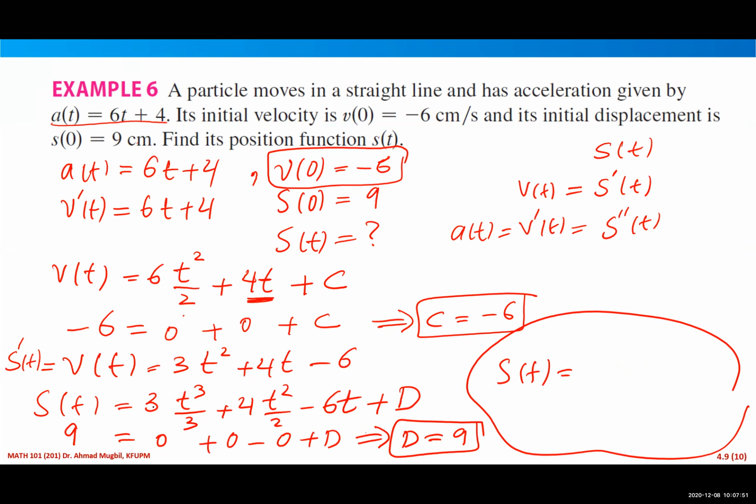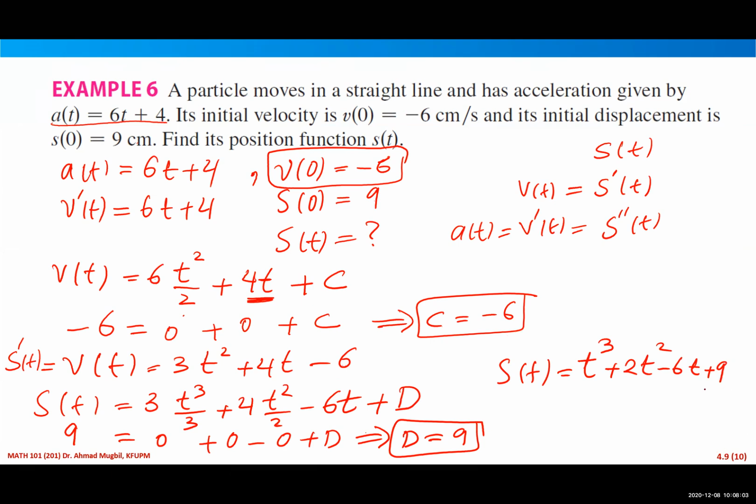S of t will be what? 3 over 3 is 1, so it will be t cubed. 4 over 2 is 2, so it will be 2t squared minus 6t plus 9. This is the position function that satisfies all of these conditions, these initial conditions also. Any question, Shabab?